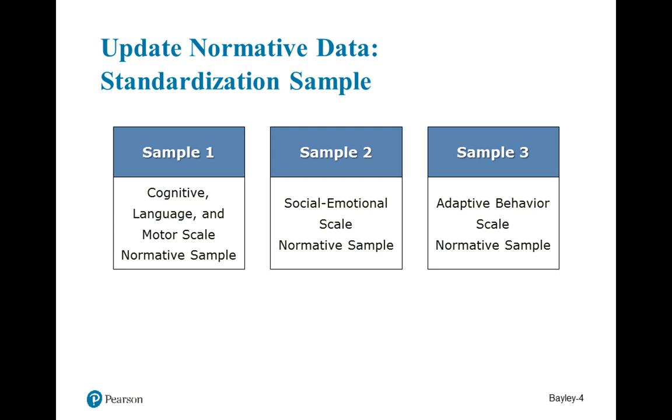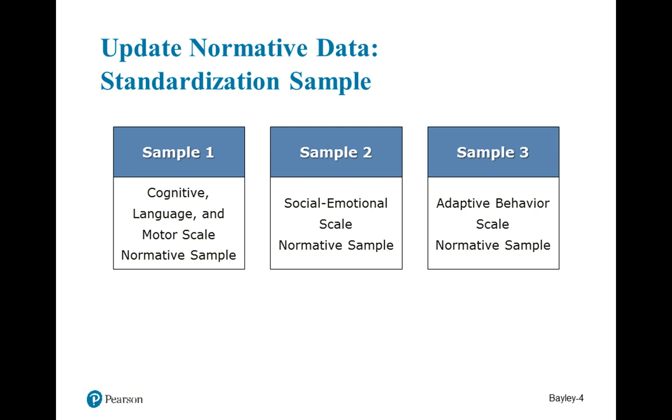So those not-so-little things, the more they add up, the more push we have to renorm, along with the society and cultural norms starting to change. So that's one of the things that drives most of our renorming process. In this case, it happened in 3 different samples.